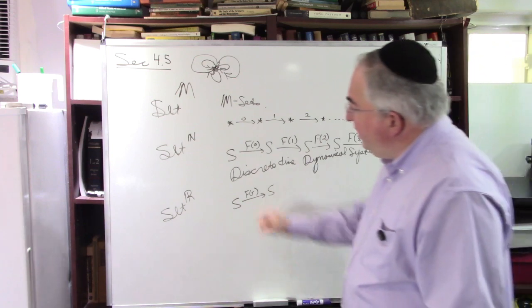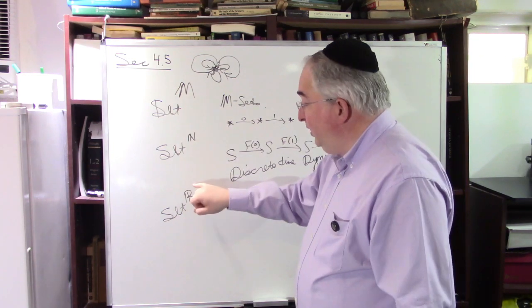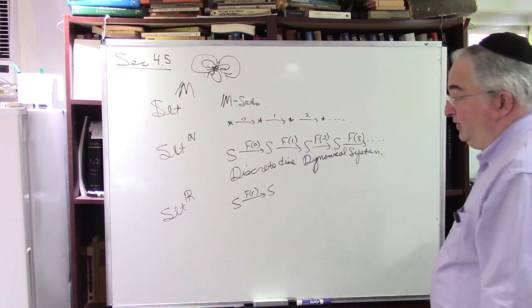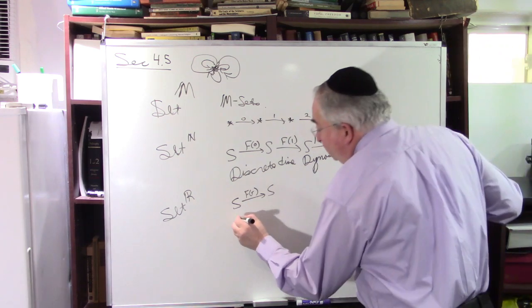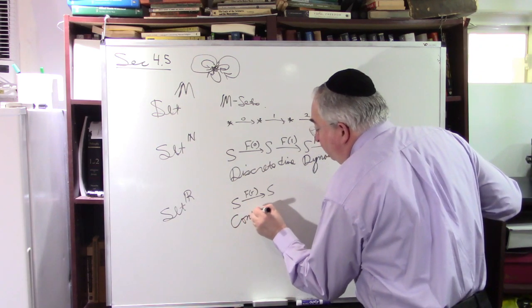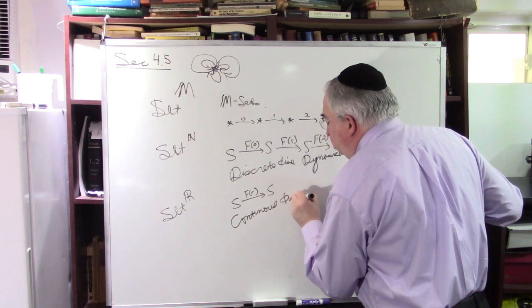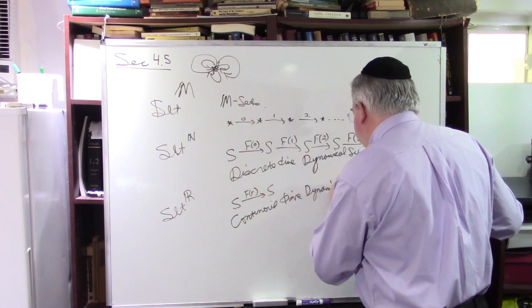Again, the natural numbers and the real numbers are each a one-object category, and it's very nice. Great. This also has a name, and it's called continuous time dynamical systems.